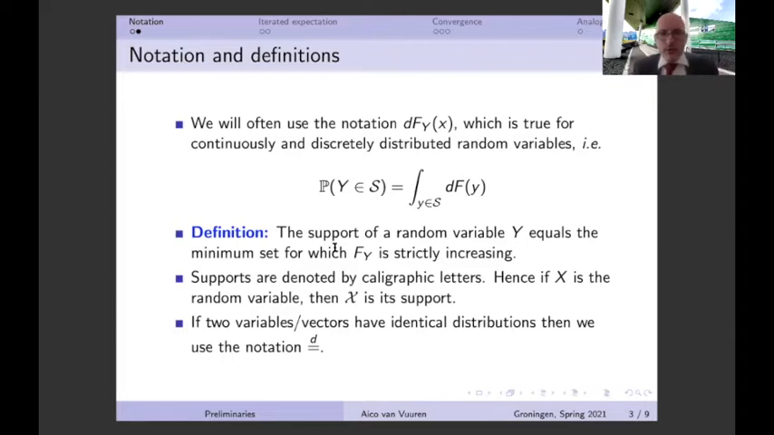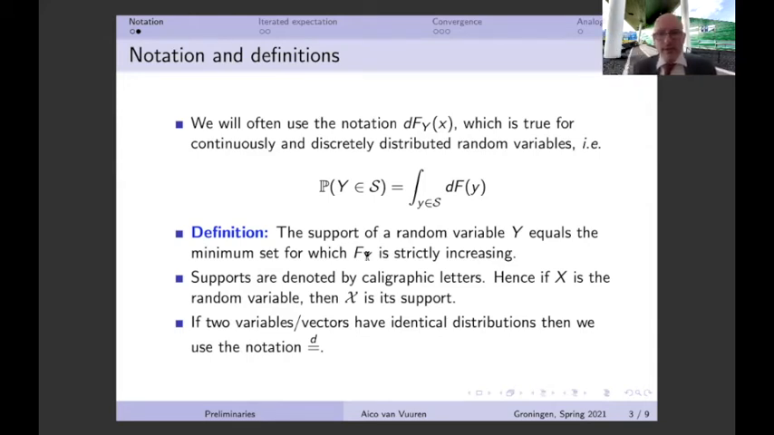I would like to go on with some additional definitions. And the first definition that we would like to look at is the so-called support. The support of a random variable Y equals the minimum set for which F_Y is strictly increasing. That is the support that we have. You already know that when we have a discretely distributed random variable and we look at the distribution function, then the distribution function is typically a step function, at least in the one-dimensional case.